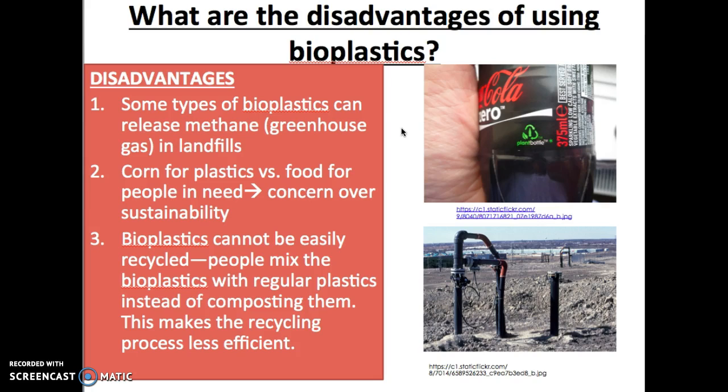That means that they need to be put in a compost bin. And if you put a compostable cup in the recycling bin, it actually really messes with the recycling system and it makes the recycling process less efficient. So that's another challenge, is that there needs to be more communication over how some of these plastics should be handled after use.